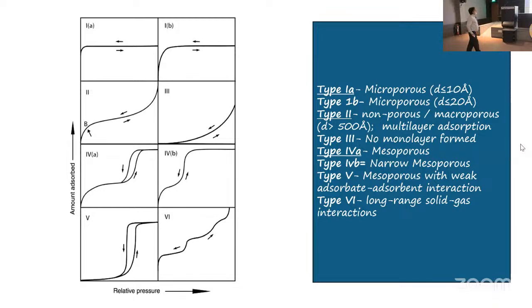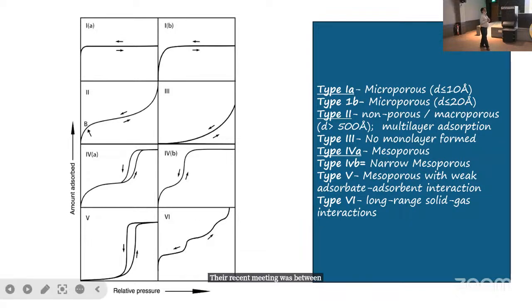These are classifications made by IUPAC. Their recent meeting was between 2009 and 2015. The earlier meeting was in 85. So those 6, and they are not the first 6.